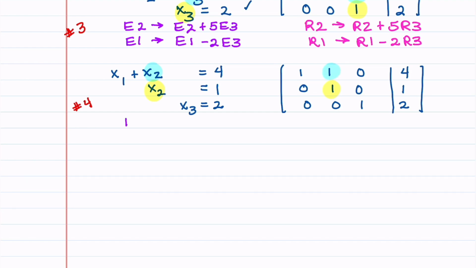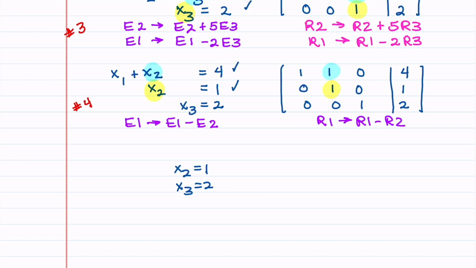Let's write that down. So E1 is going to become E1 minus E2. And then row 1 is going to become row 1 minus row 2. Hang with me, we're almost done. You can do this. We get x3 is 2. We have x2 is 1. And then we're multiplying this equation by minus 1, adding it to this equation. So our x2 goes away, and we end up with x1 is equal to 4 minus 1, which is 3.